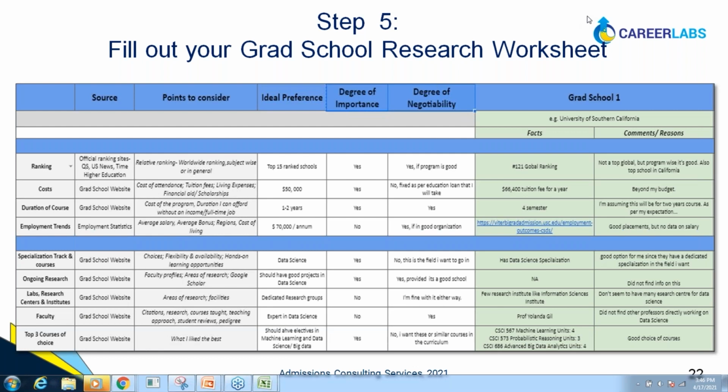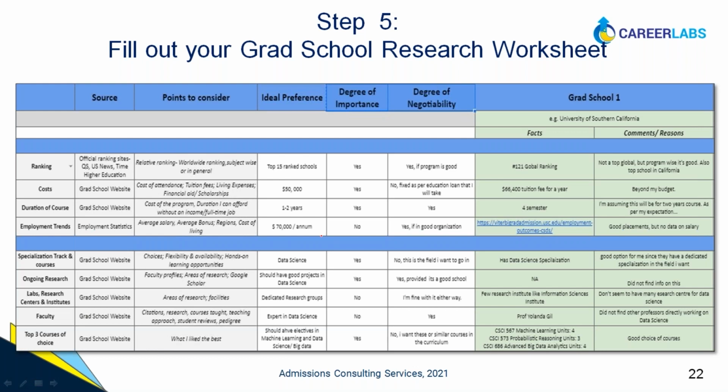And then similarly, look at the employment trend. They are making their observations, saying that this is what I want, and so on and so forth. And look at the top courses that somebody has picked up. They're making the observation that, hey, it's a good choice of course for me. It is not necessarily filling out the fact but doing it.